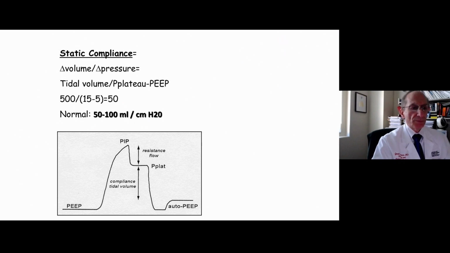So if we want to measure compliance, we want to do volume over pressure, the change in volume over the change in pressure. And to do that, we take the tidal volume, because that's the change in volume, and we measure it over the change in pressure, which in this case, for a static compliance measurement, would be that plateau pressure minus the PEEP, because that's going to be the change in the pressure from here, the plateau pressure, down to PEEP, where expiratory pressure then is held. And so in this case, we would get a 500 cc tidal volume. The difference between a plateau pressure of 15 and 5 is 10. So that would give us a compliance of 50, and that's normal.